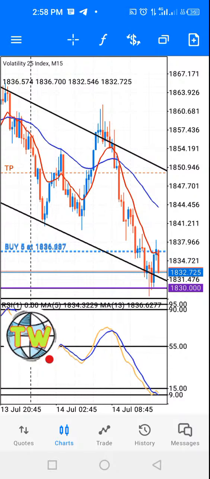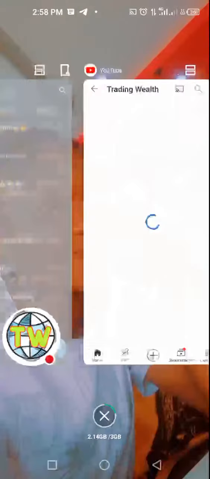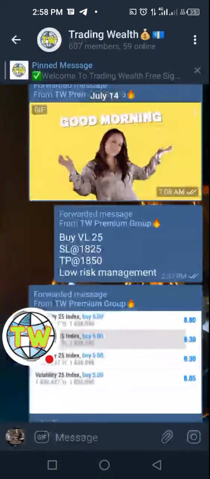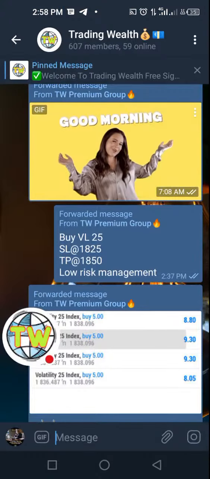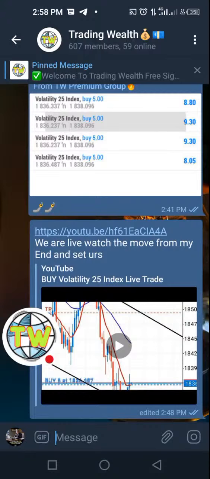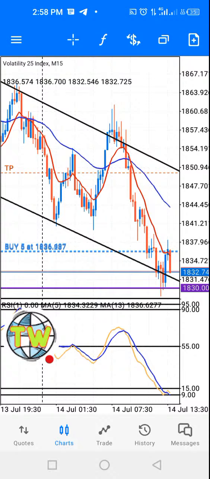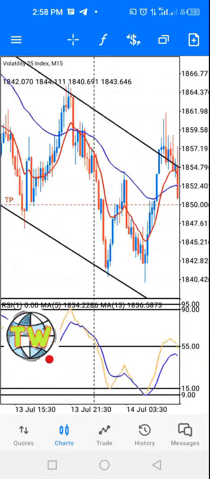If you check out my group where I drop the signal, I drop both the stop loss and the take profit. The stop loss is at 1825, while the take profit is at 1850. So we are going for 1:2. That's exactly how I planned this trade. I'm expecting that on hitting the trend line or the psychological level, the market will push back up. So I'm anticipating on this trade.